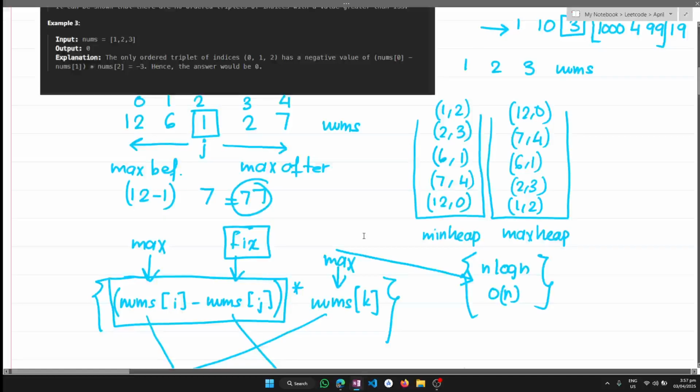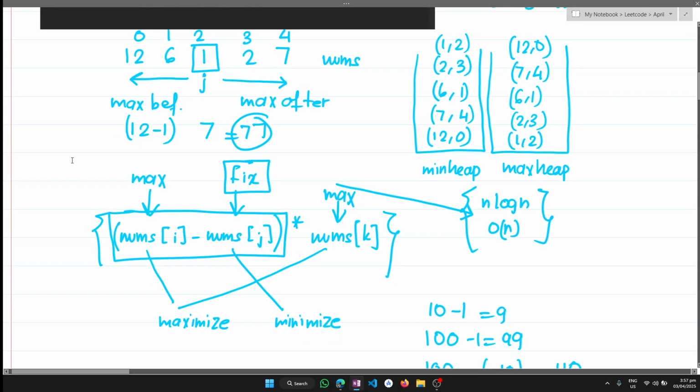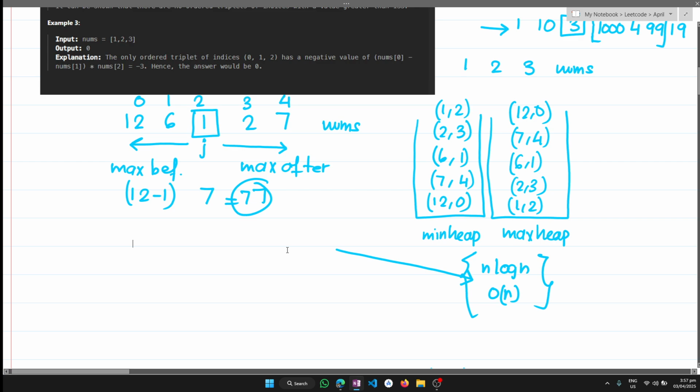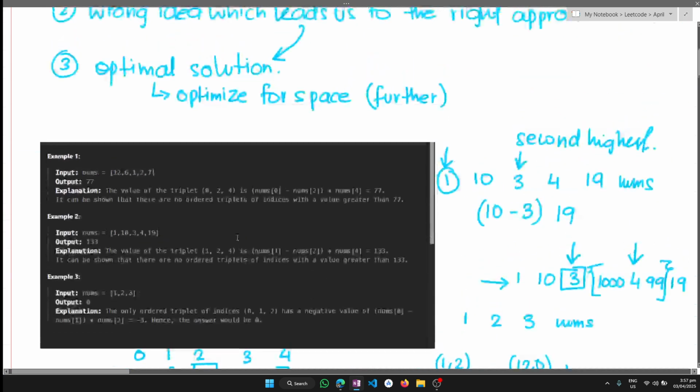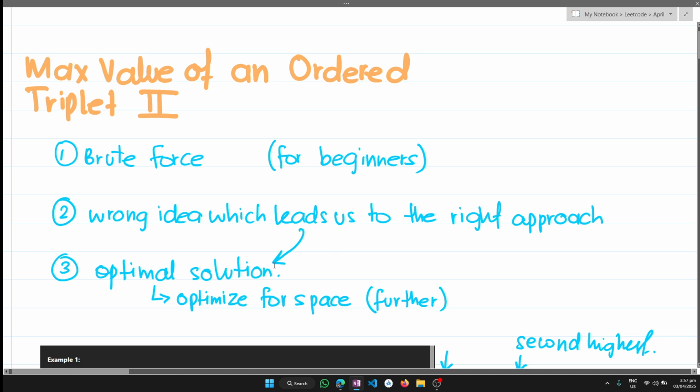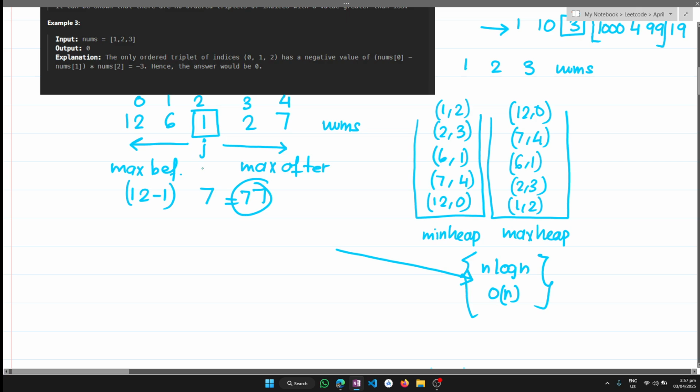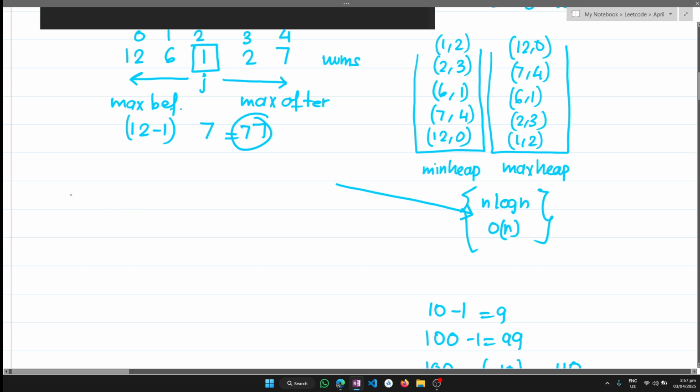How do I now maximize the things which need to be maximized and minimize the things which need to be minimized? How do I do this? You see, this wrong idea actually leads us to the right approach. The main insight over here is that we are fixing j. And if you have figured this out, this question is a piece of cake for you. Just think about this. And I need you to focus very, very critically on this part.